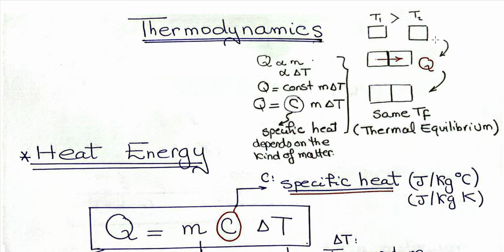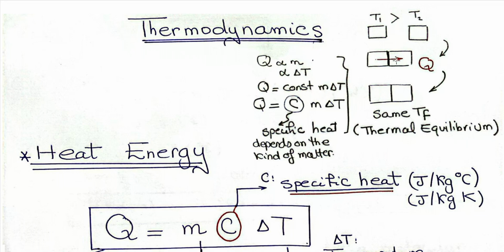If we have two bodies, one whose temperature is T1 greater than the other body whose temperature is T2, and then we put the two bodies in contact and isolate them from the surroundings, heat energy will flow from the hot body to the cold body till reaching thermal equilibrium, and then they have the same final temperature.